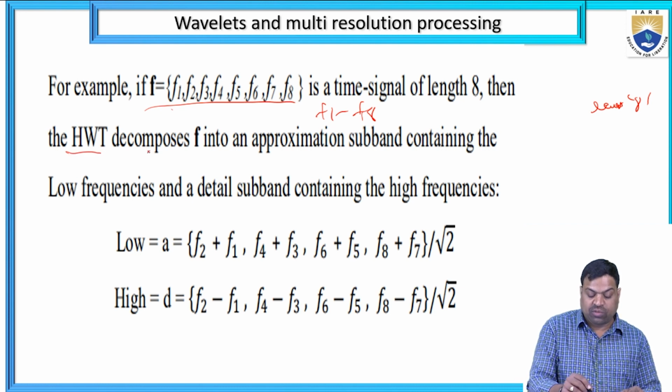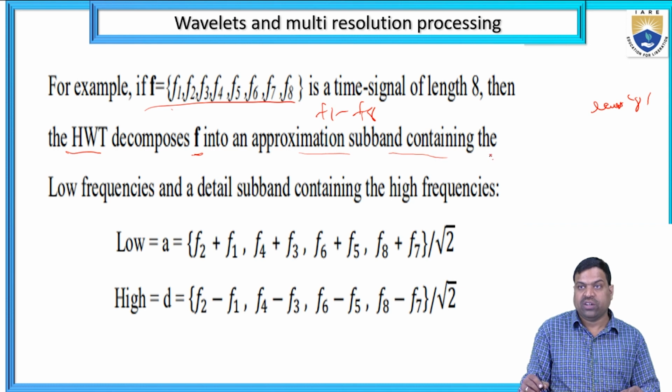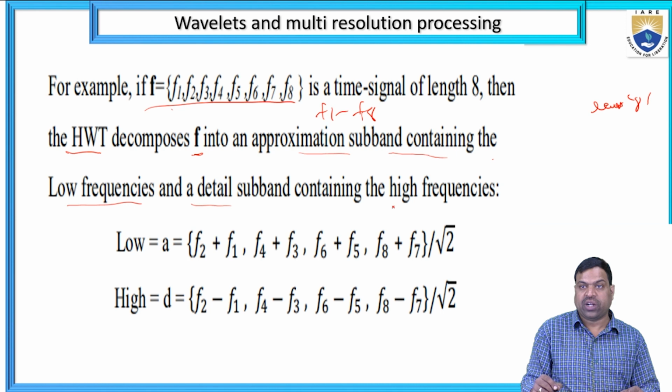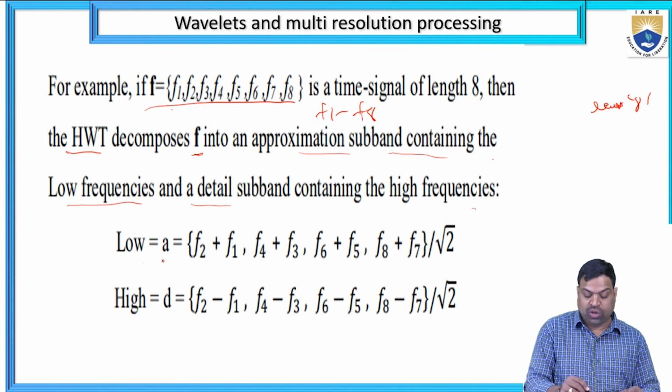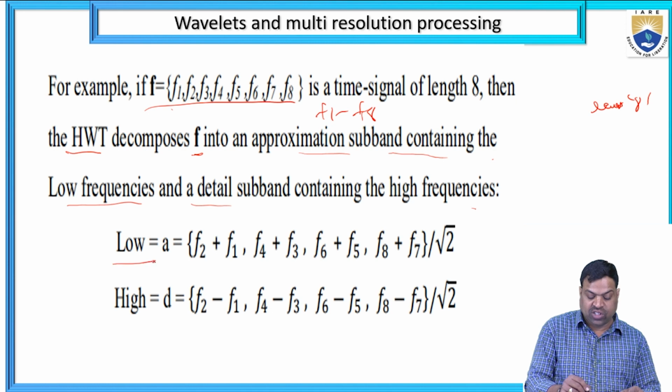Then the Haar wavelet transform decomposes F into an approximation subband containing the low frequencies and a detail subband containing the high frequencies. Low: A equals (F2 plus F1), (F4 plus F3), (F6 plus F5), (F8 plus F7), divided by root 2. It is a low level value.